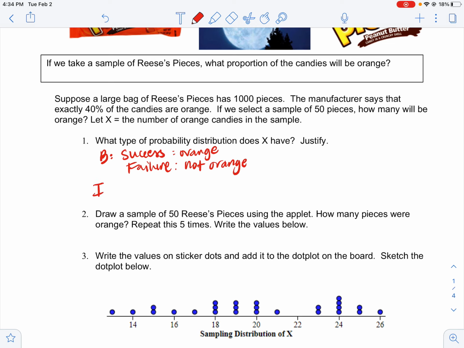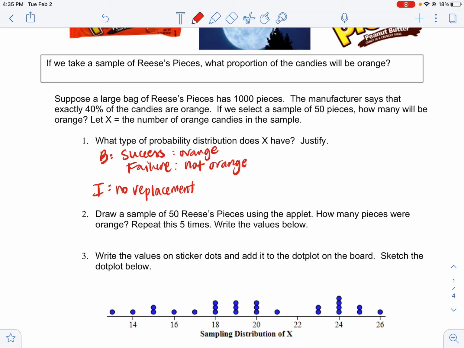Our I, independent. It's not independent because there's no replacement. You're taking out 50 candies and you're not putting them back. So every time you take one candy at a time, the number of orange candies in that bag reduces. So it's not independent, but we've already learned what we call the 10% condition. The 10% rule says that as long as you're taking less than 10% of the population, you are okay.